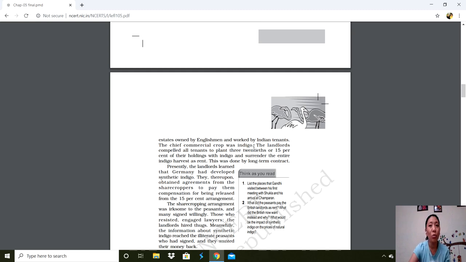So, like I said, due to great demand for indigo, the Indian farmers were made to cultivate indigo. All right. The commercial crop, commercial means something that has to do with making money or earning profit. The landlords compelled, means forced, all the tenants to plant 3/20 or 15% of their holdings with indigo and surrender the entire indigo harvest as rent. This was done by long-term contract.